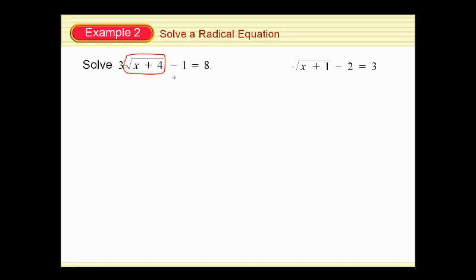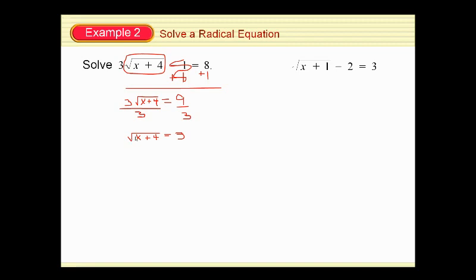I have subtracting 1, so the first thing I'm going to do is add 1 to both sides. And I end up with 3 square root of x plus 4 equals 9. That goes away. And that 3 is multiplying with the radical, so I'm going to divide by 3 on both sides. And I have square root of x plus 4 equals 3.